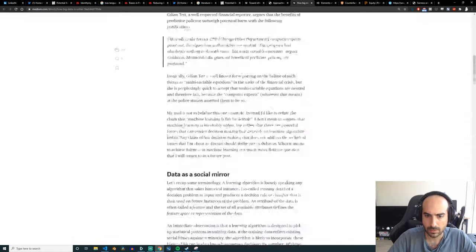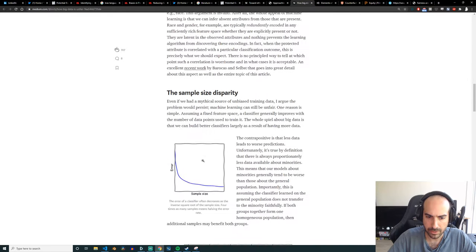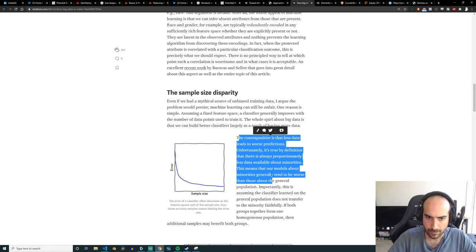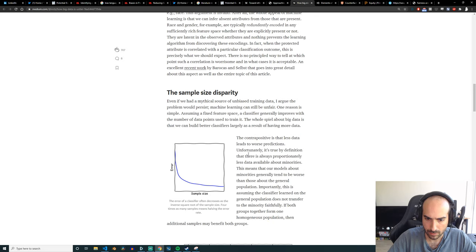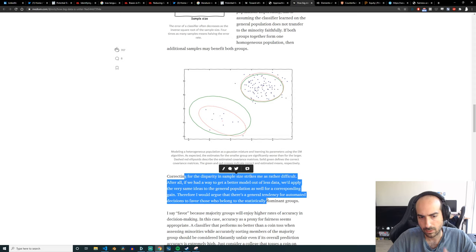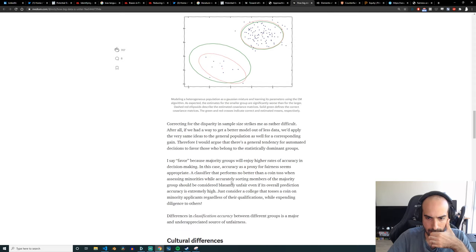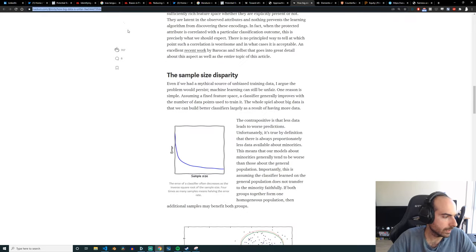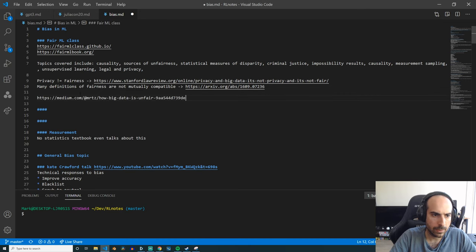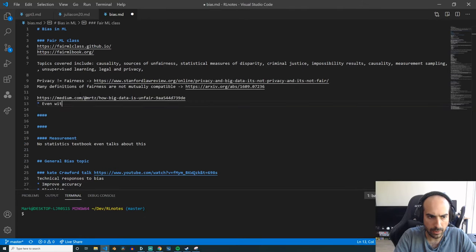Sample size. Even if we had a mythical source of unbiased training data. Oh, interesting. Okay. He's saying a couple of things here that I hadn't considered before. But let's just kind of go over them. So basically, even with more data, smaller groups will not get classifications that are as good as big groups. There's less data.